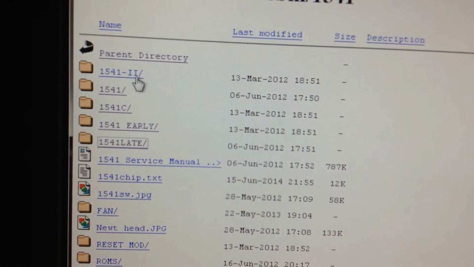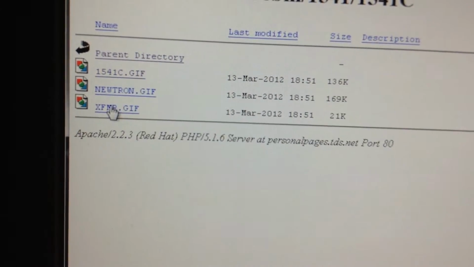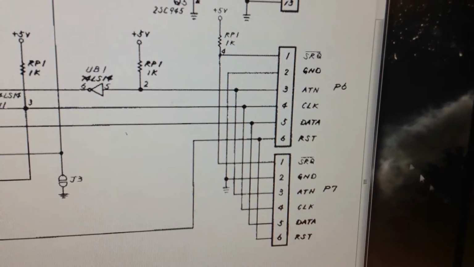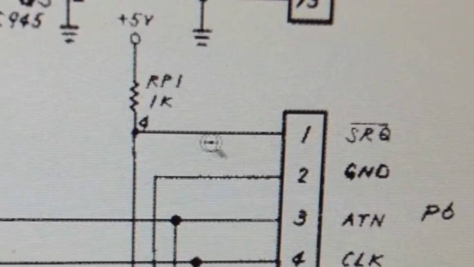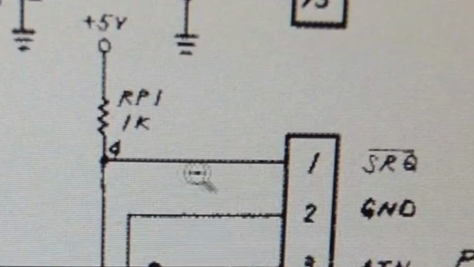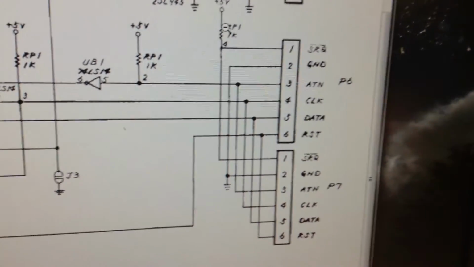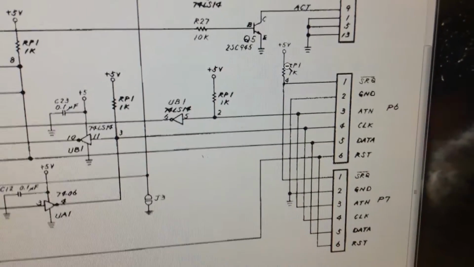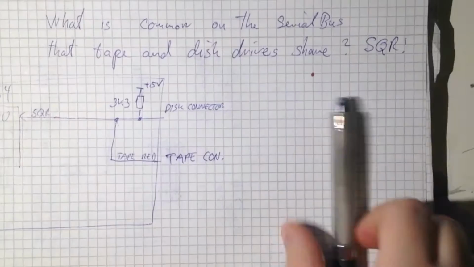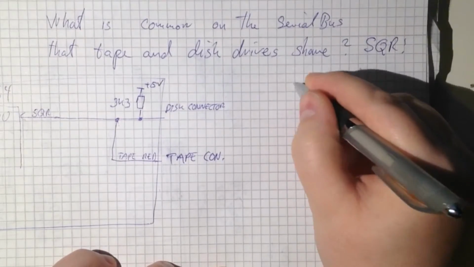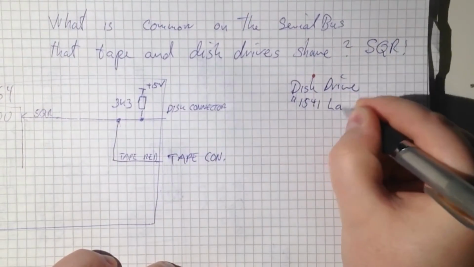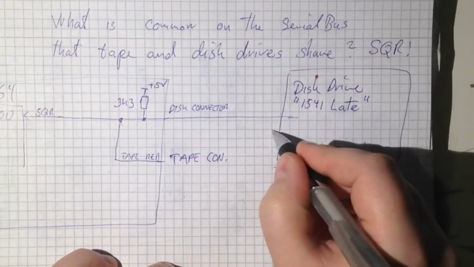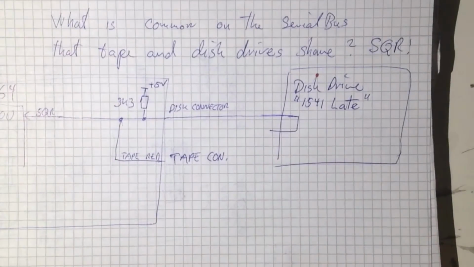And the other disk drive I have is a 1541, and this is the one I have problems with on the third-party drive anyway. And wow, here you can see the 1K in parallel. So the tape drive must sink 5 milliamps for every disk drive added. That's ridiculous. So the disk drive, what can we do here? The 1K is in the resistor pack. Why not the 3K3? Moving on.